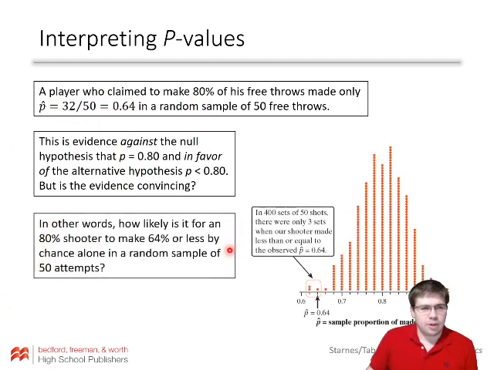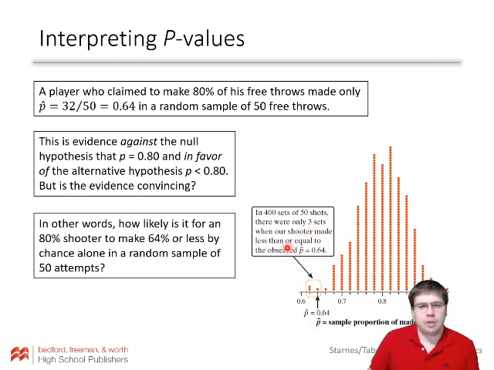In other words, how likely is it for an 80% free throw shooter to make 64% or less by chance alone in a random sample of 50 attempts? What we see here is a simulated set. They did 400 sets of 50 shots. In those, they observed that there were only 3 sets that made less than or equal to 0.64. We don't find the probability of exactly that number, because any specific outcome is going to be pretty unlikely. We find something that extreme, that low. And so 3 out of our sets, that's pretty unlikely. That chance, we'll end up referring to as the p-value.